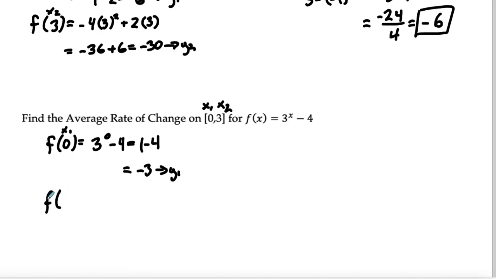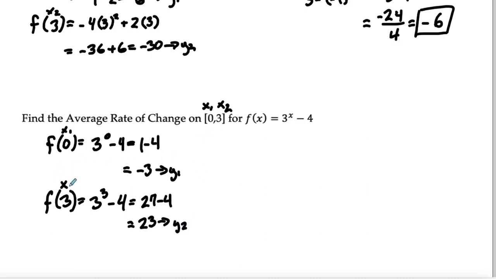Now I need to input 3, and I'm going to get 3 cubed. Be careful there, make sure you cube it. 3 cubed is 27, minus 4, and that is equal to 23. That is going to be my y2.